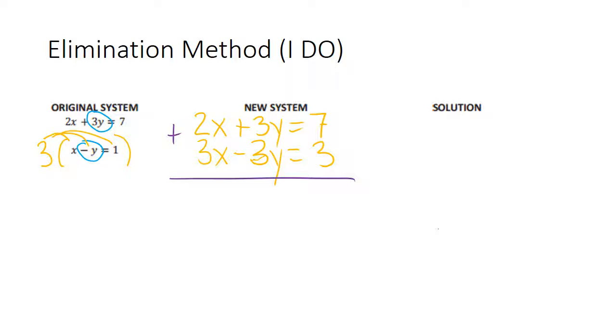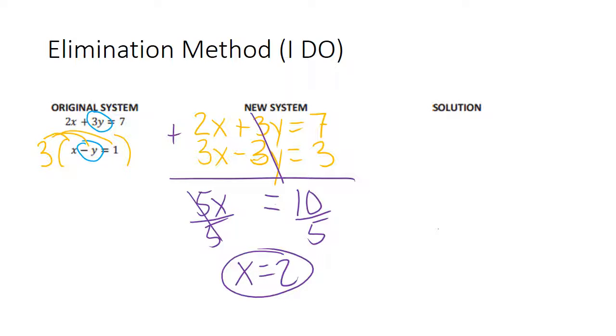2x plus 3x is 5x. And then 3 minus 3, 0. Don't write 0. And then 7 plus 3 is 10. Divide by 5 to get x alone. X equals 2. Only halfway done. I got to figure out what y is.